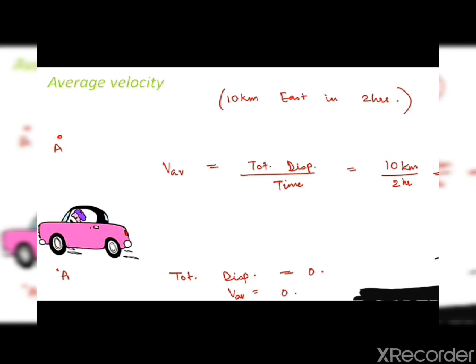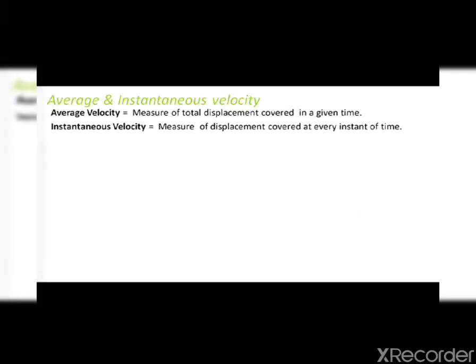Now on similar lines, we talk about average and instantaneous velocity. Average velocity is for the total journey. Average velocity means the measure of total displacement covered divided by time. And instantaneous velocity is the measure of displacement covered at every instant of time.